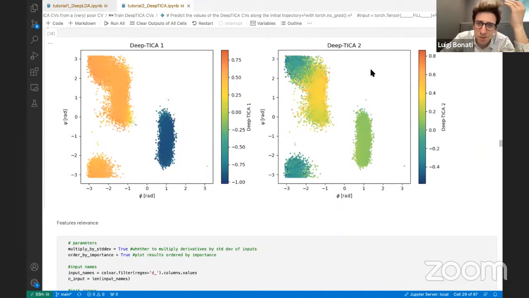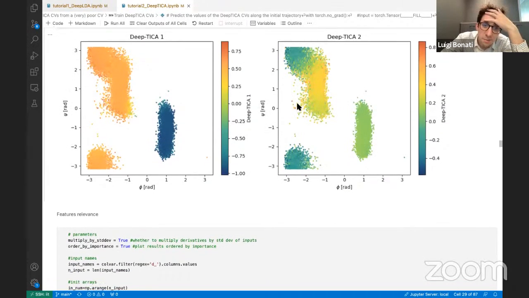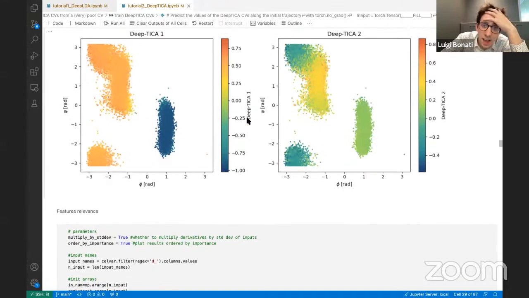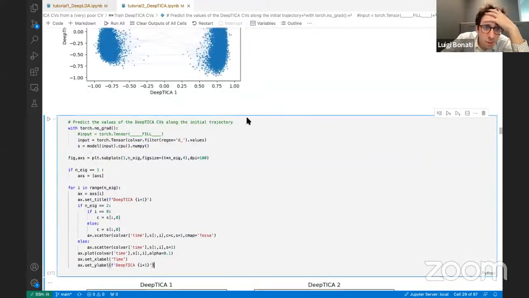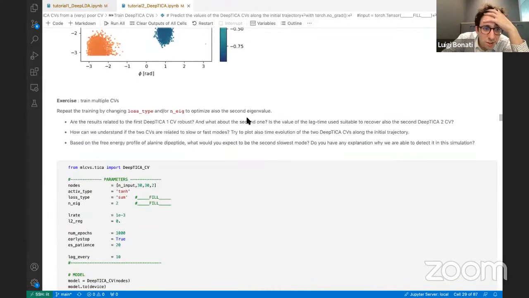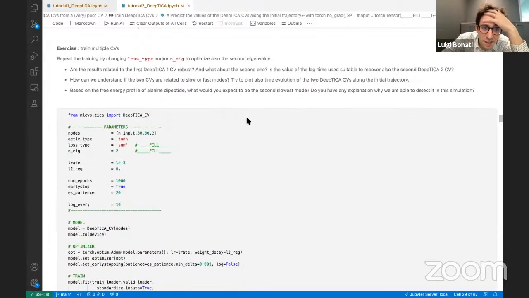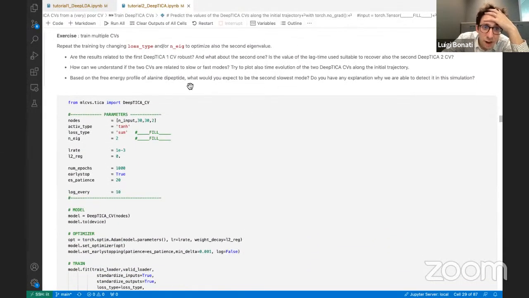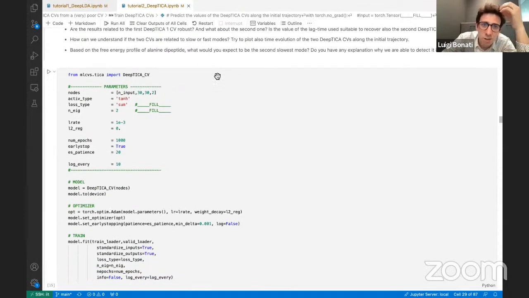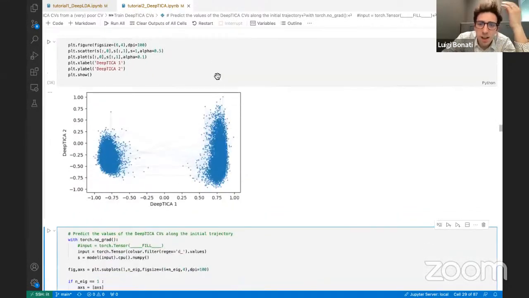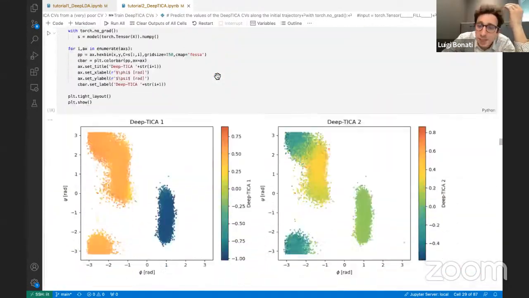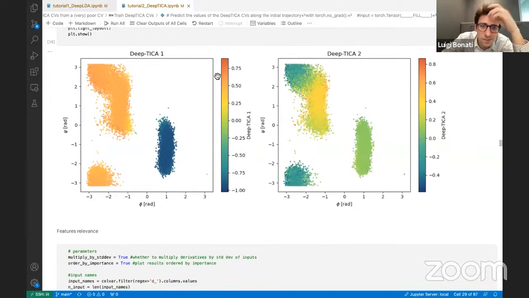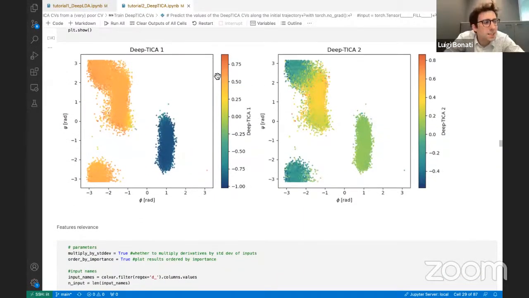It's not very clear. Do you have any idea why? Probably this was also some question here. Based on the free energy profile around the peptide, what will you expect to be the second slowest mode? And do we expect to be able to recover it from this simulation or not? Do you have any guess on this?